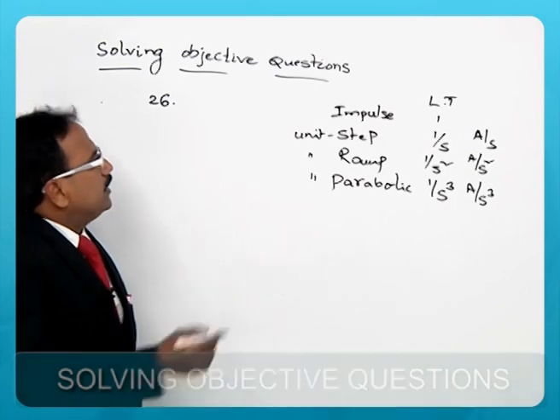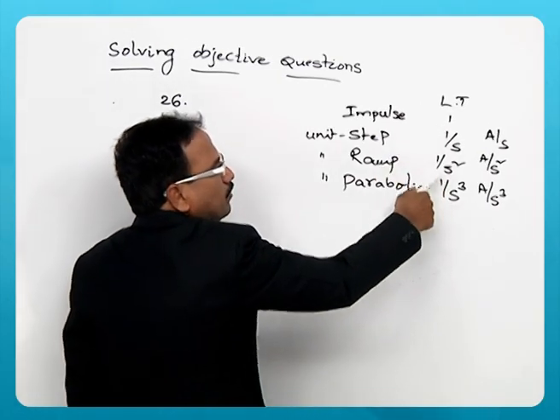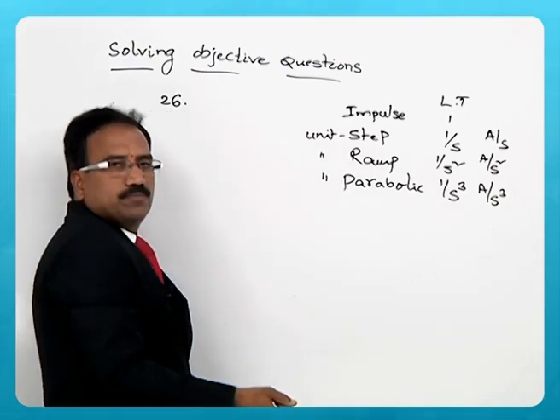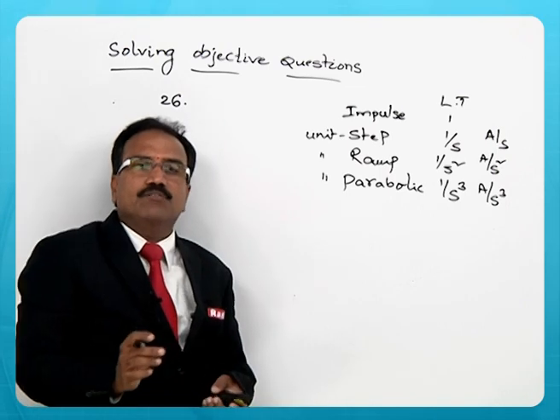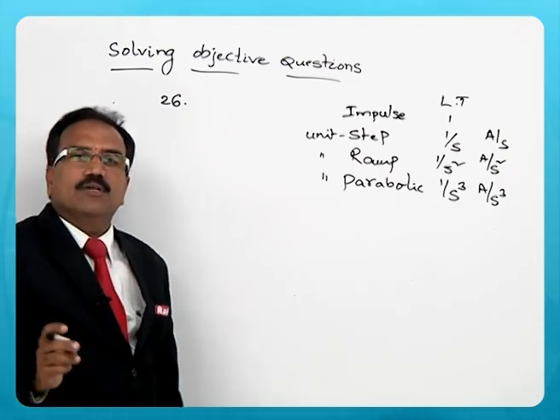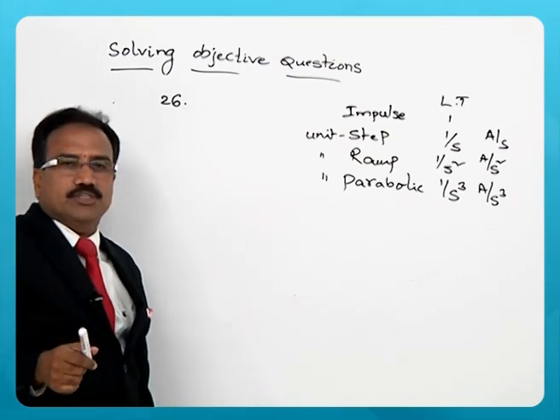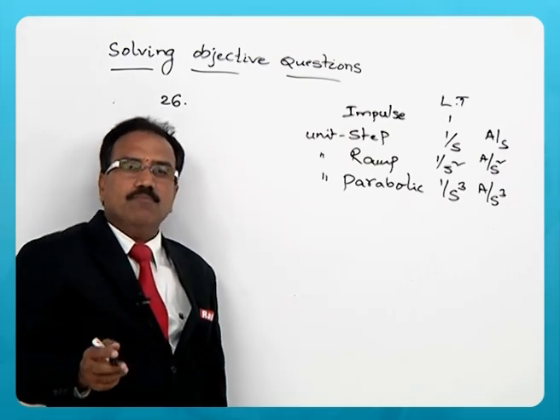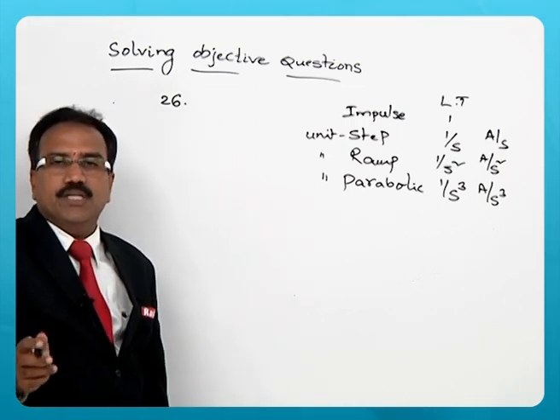So there is some relation that exists. You can see 1 becomes 1 by S, then 1 by S square and 1 by S cube. If you go this way, the relation exists between all the four signals. So impulse function is the derivative of which function? Options are ramp, step and parabolic. So correct option is B.